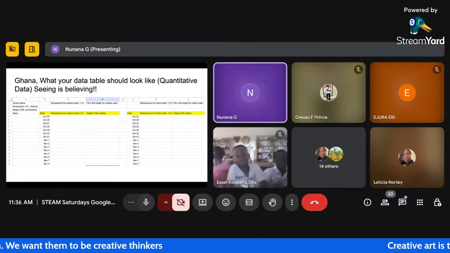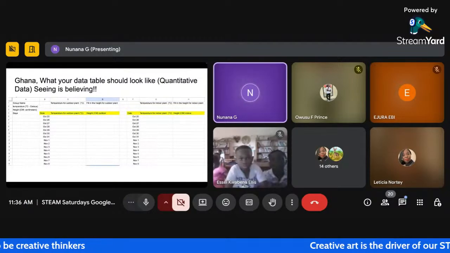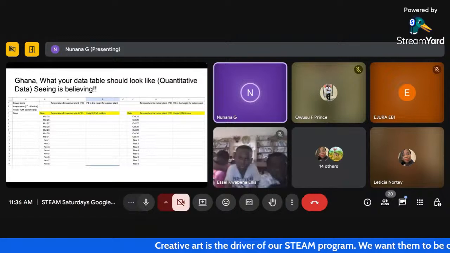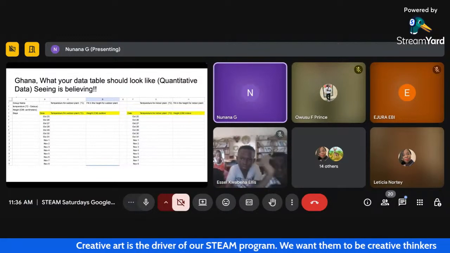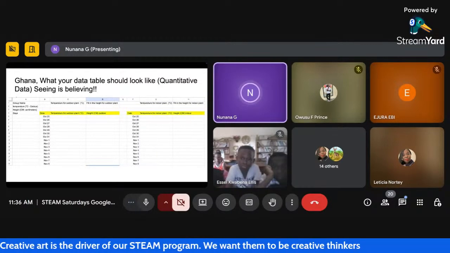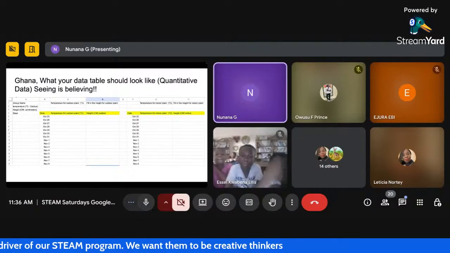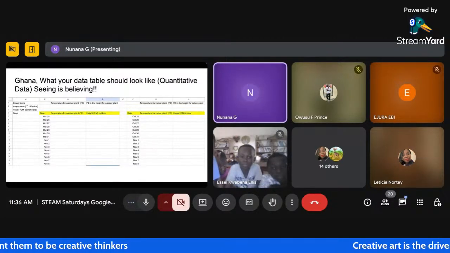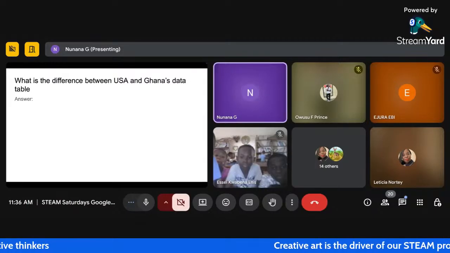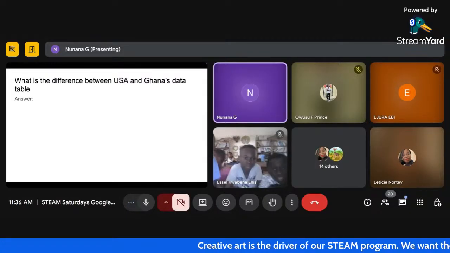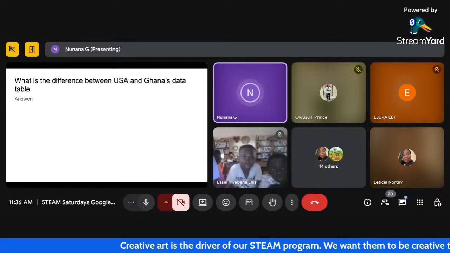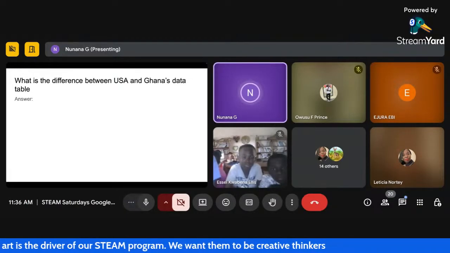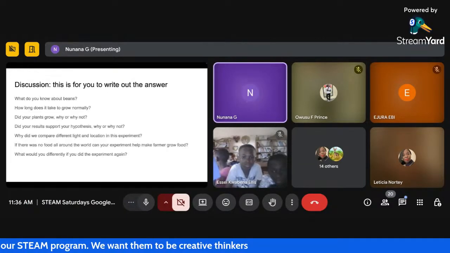Ghana, your data where you guys are going to put your height and stuff, your temperature is in Celsius or centigrade. I want to see this. I want to see this filled out. Seeing is believing. Okay? So what is the difference between the USA and Ghana data table? Is the temperatures. One is in Fahrenheit, the other is in centigrade or Celsius.